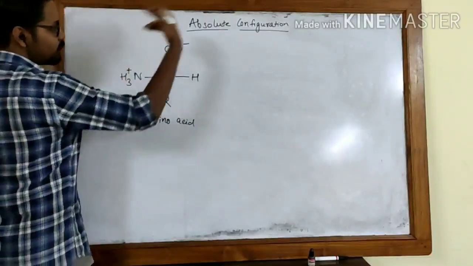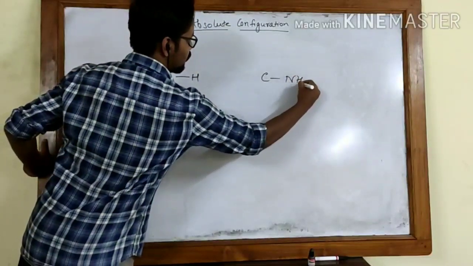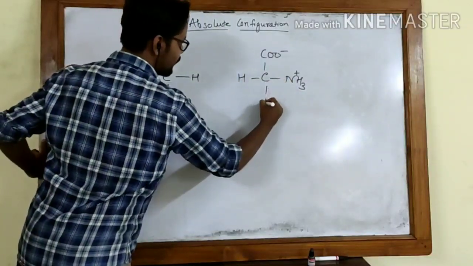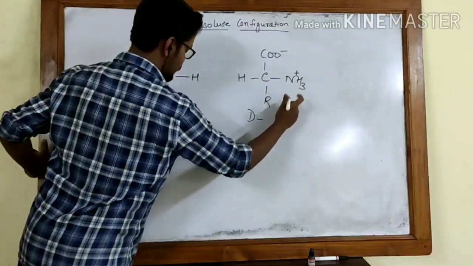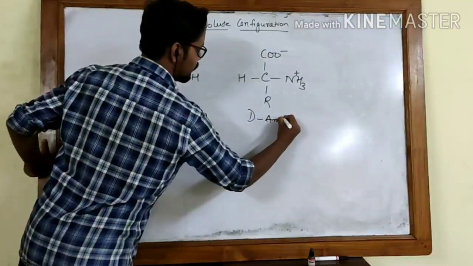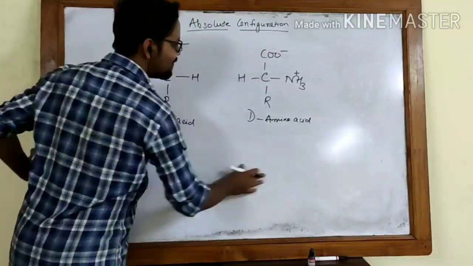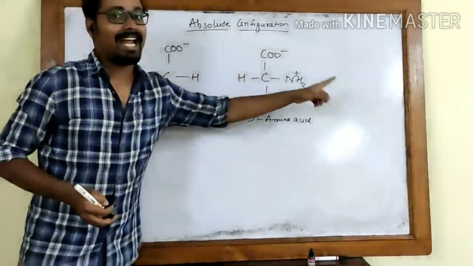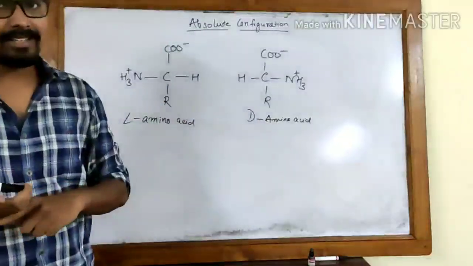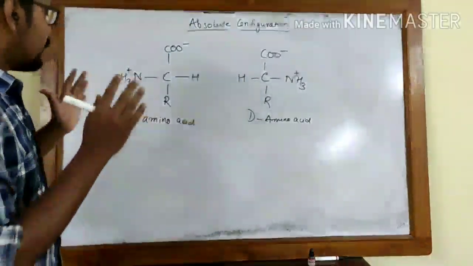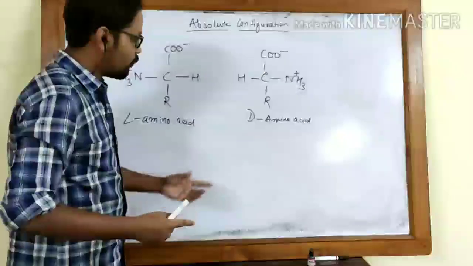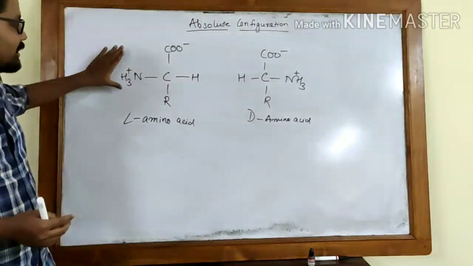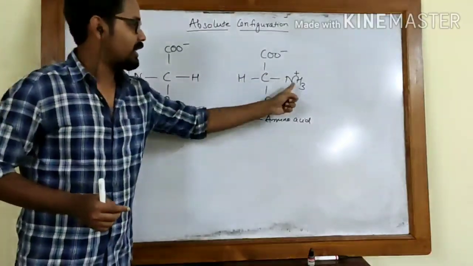Now if I move the NH3 towards the right, which is also a probable configuration that amino acids can have, this is our D. Since it is towards the right, it is the D amino acid. Very simple, isn't it? NH3 towards the left is the L isomer, NH3 towards the right is the D isomer. So left means L and right means D. If you remember only L for left, then obviously D will be for right. That's a very easy way to remember. NH3 towards the left, it is L. NH3 towards the right, it is D.